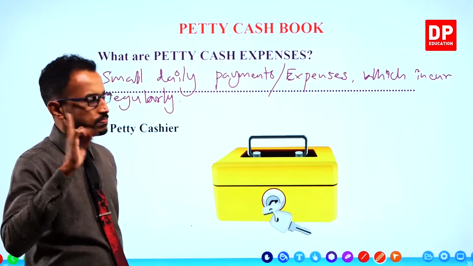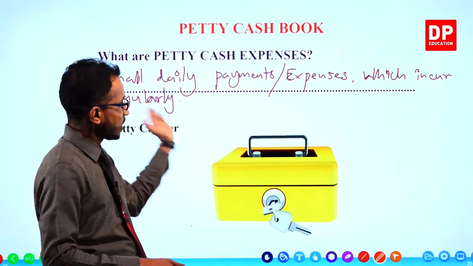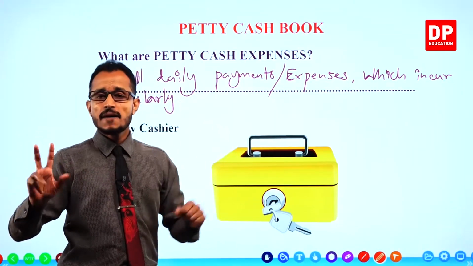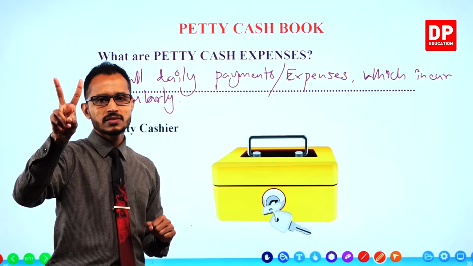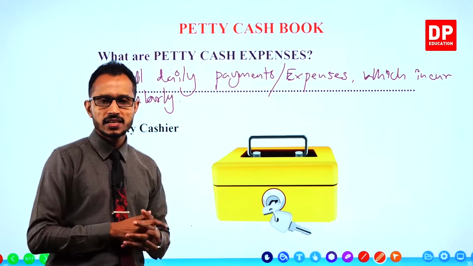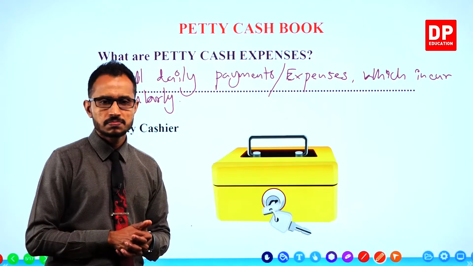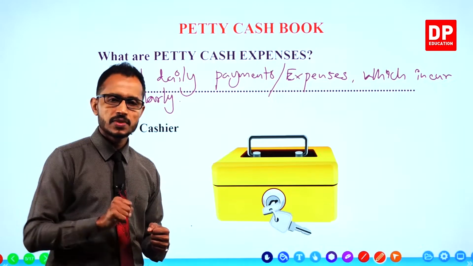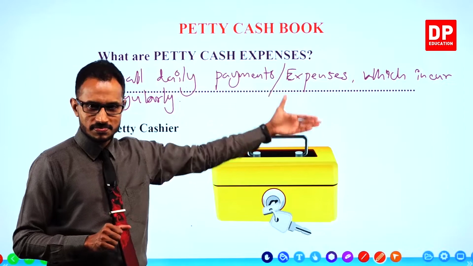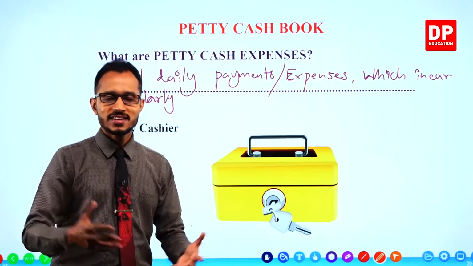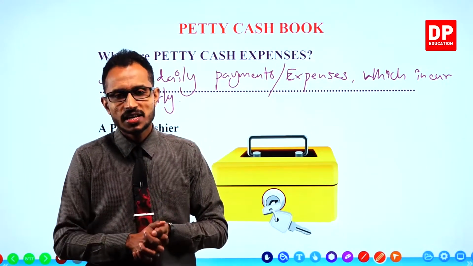In almost every business which is maintaining a proper set of books and accounting records, there is a main cashier and a petty cashier separately, having separate responsibilities. The petty cashier is handling these expenses. The main cashier is handling main cash incomes and expenses.